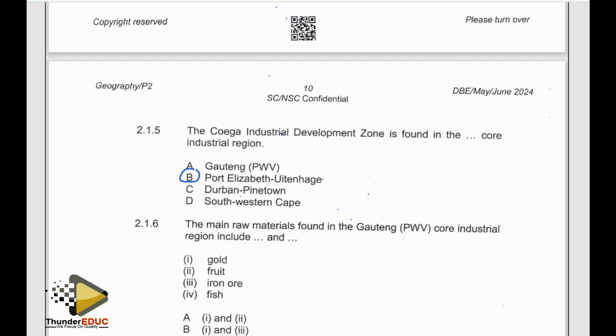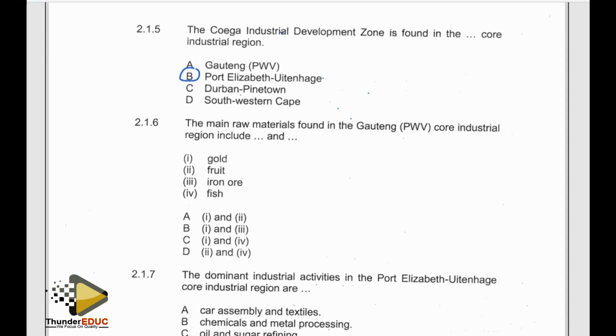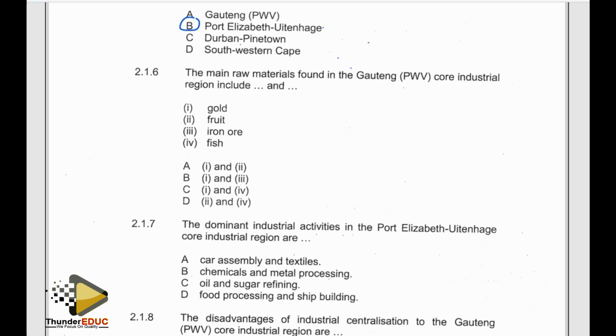The main raw materials found in the Gauteng PVW core industrial region. What raw materials are found within this Gauteng area, and which are also the components of production processes taking place in industries that exist around the Gauteng PVW region? Right, our first response is gold, which is probably the correct response. Fruit.